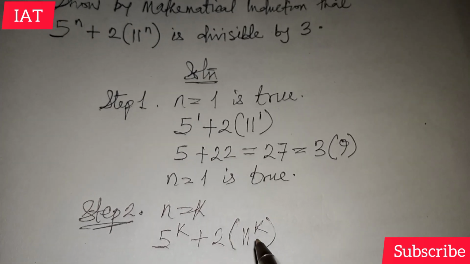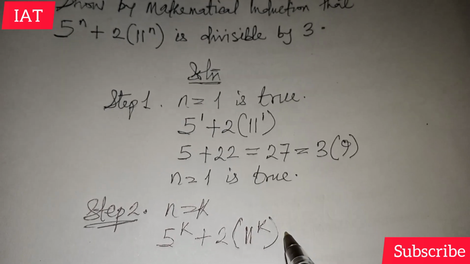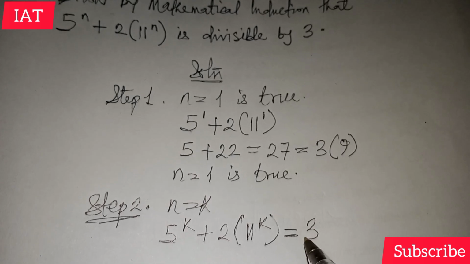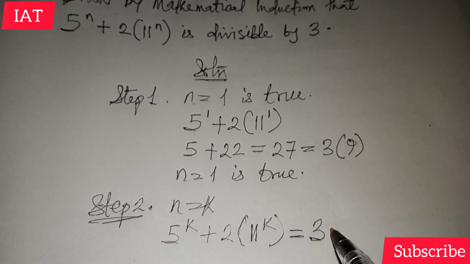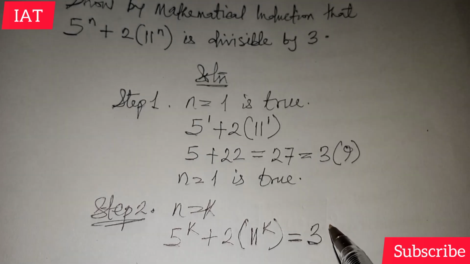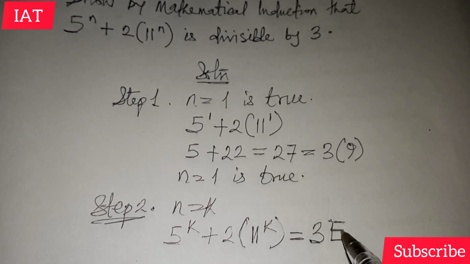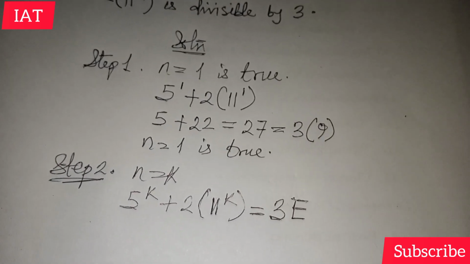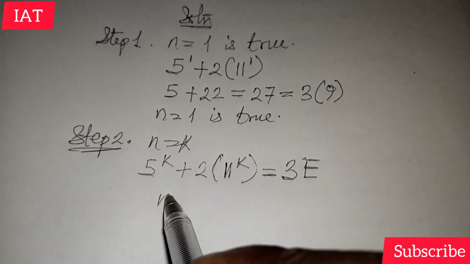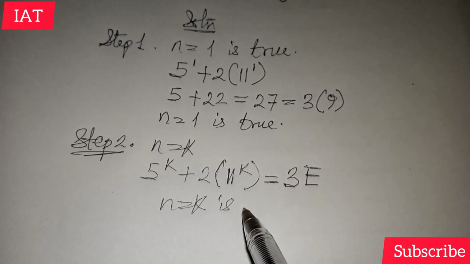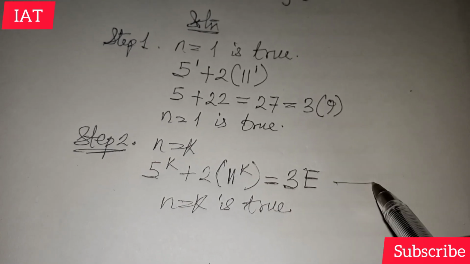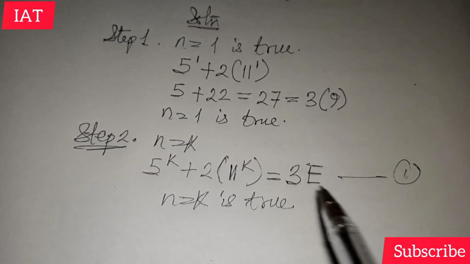Then we have to equate this to, remember that we want to check if this is divisible by 3, so we just add 3 and any variable you can think of. In my case, I want to use e. You can use any variable of your choice when you're doing this analysis. So that's for step 2. From here you can just conclude that n equal to k is true because we are making an assumption. So we just leave it here and call this equation 1, because we'll still make reference to it.